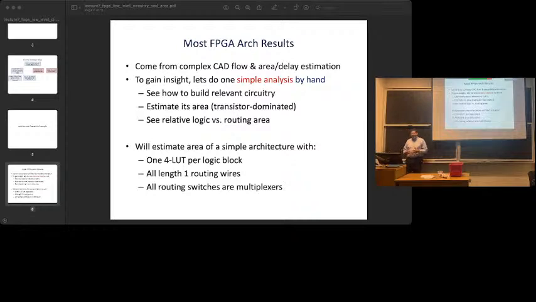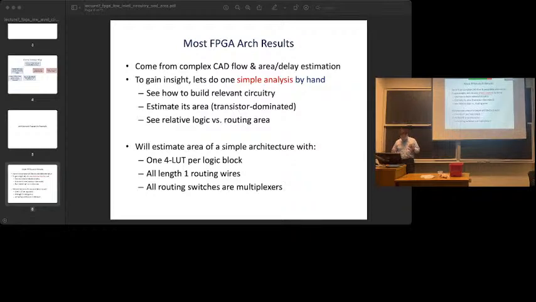So that's how you get answers you really trust. But it's kind of a black box too, right? Unless you write those CAD tools to develop those area models and delay models, you don't really know what's going on when you read one of those papers. So to gain insight, we're going to do a simple analysis by hand, okay?